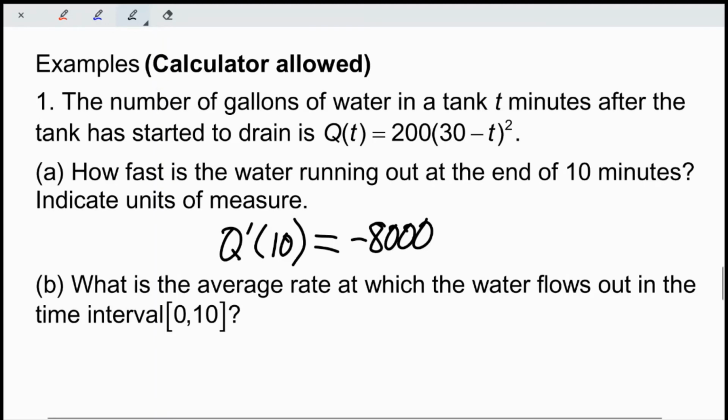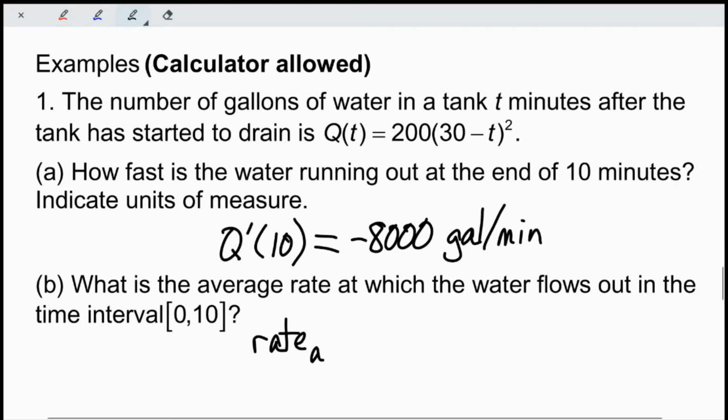And think about the units here. We had gallons, we took a derivative with respect to time, so we're going to end up with gallons per minute. Okay, so that's telling me how fast the water is running out. The water is running out at 8,000 gallons per minute, or the amount of water is decreasing at a rate of 8,000 gallons per minute. Okay, part B: what is the average rate at which the water flows out in the time interval 0 to 10? So I want my average rate.